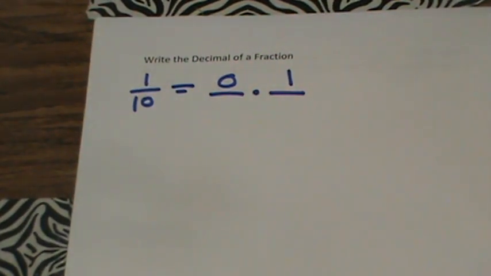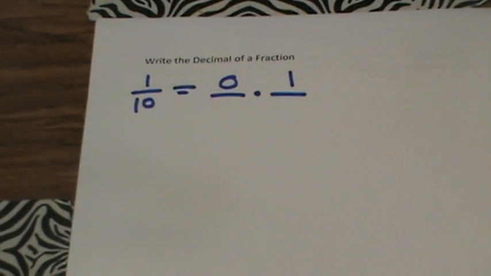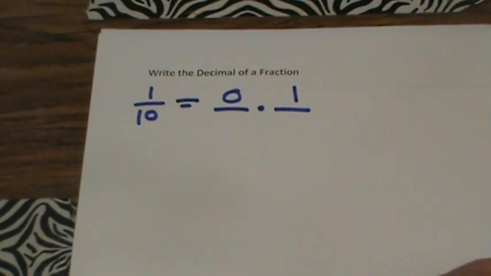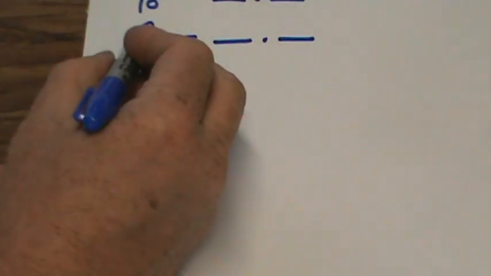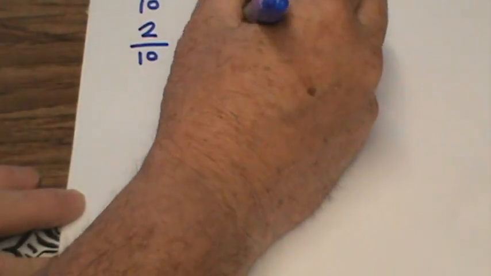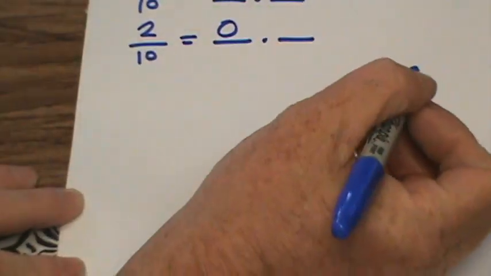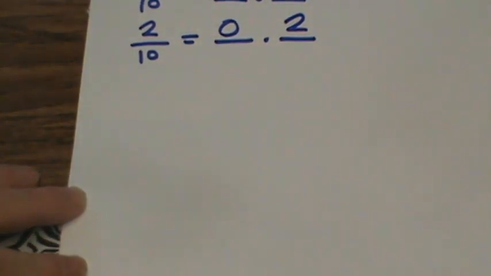Let's give it another try with another fraction to decimal. Scroll up a little bit. And let's write 2/10 equals, what would that equal? Well, I know 2/10 is less than 1, right? The numerator is smaller than the denominator, so a 0 must go there. But how many tenths is it? Well, it is 2/10, so we have 0.2.